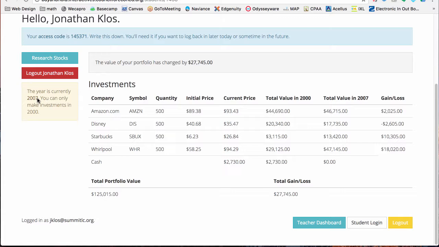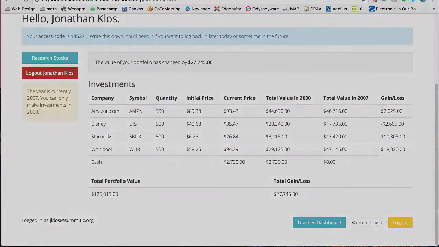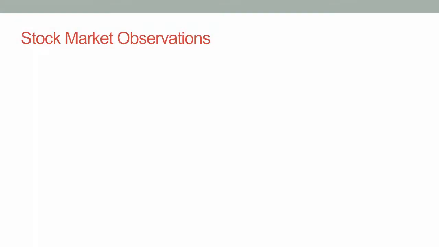All right. Well, there's our stock market simulation. Hopefully that's helping you see historically some different trends and patterns and what can happen as we invest our money over time. All right, so what did we observe? What are some things that we can pull out from that exercise?